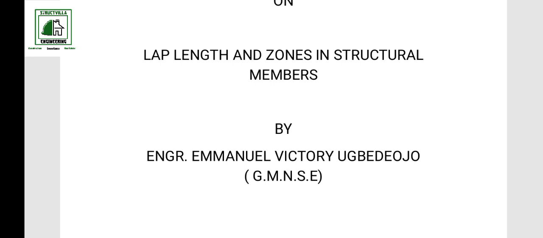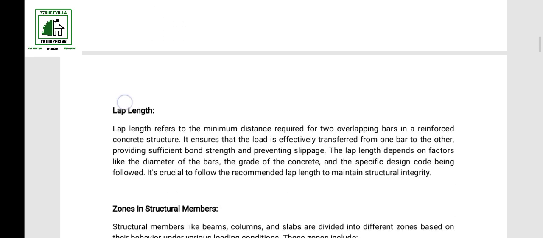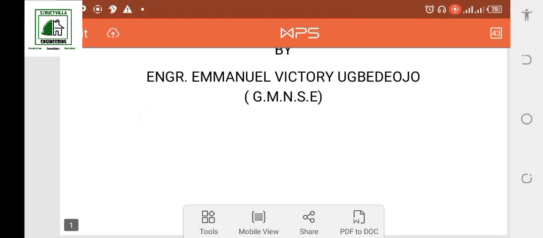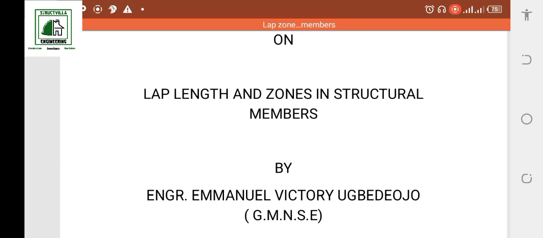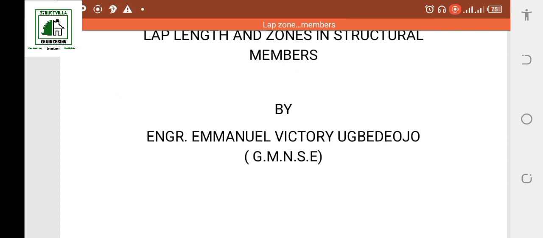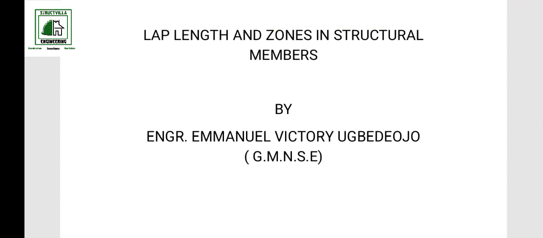Okay, so your host will be Emmanuel Victory, Engineer Emmanuel. We are going to be talking about what lap lengths and lap zones are in structural members. The structural members we are going to be looking at are beams, columns, and slabs, the major structural members we have in our structures. Where should we lap our reinforcement in our beam, in our columns, and in our slab?